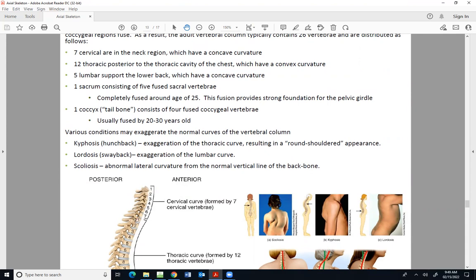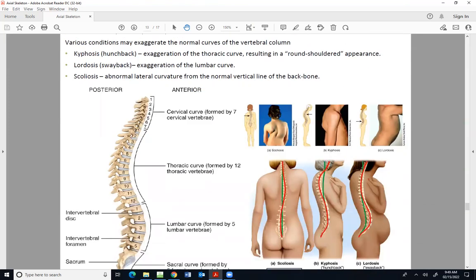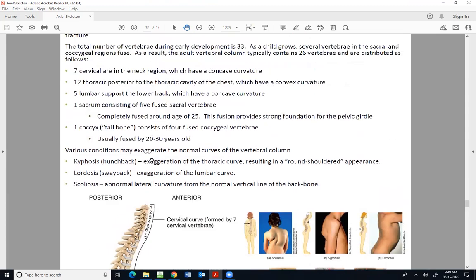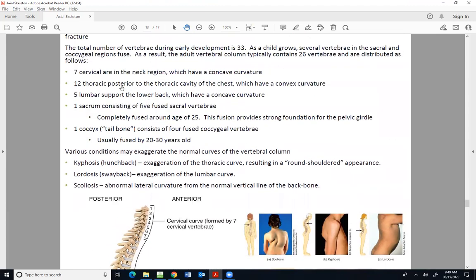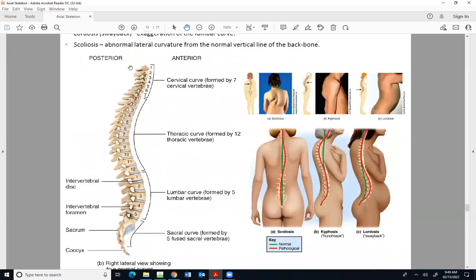There are then 12 thoracic vertebrae, which are posterior to the thoracic cavity of the chest. They get progressively bigger going down. Notice that they curve to the back. We call this a convex curvature. And then we curve back to the front again, and that's due to the lumbar curvature and the 5 lumbar vertebrae that support our lower back. Going from our first cervical down to the 5th lumbar, we progressively get bigger. So this first one is the smallest, and this one is the biggest.